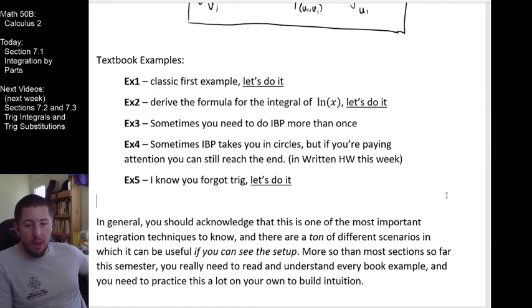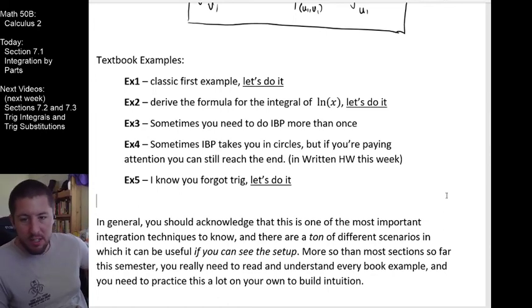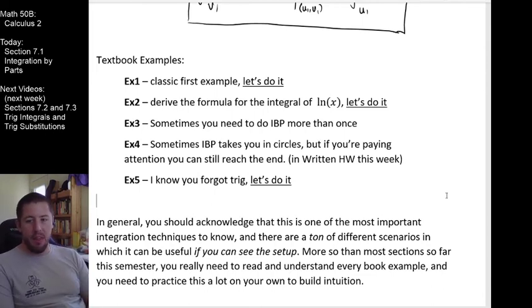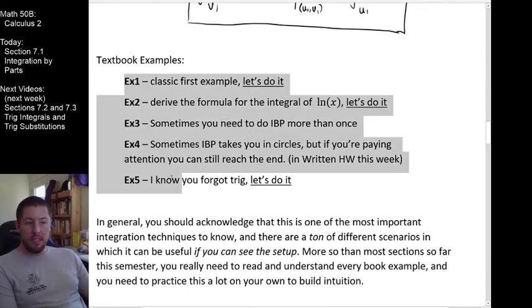So more so than for most sections so far this semester, you really need to for sure understand every single example that is in the book in this section, every single one of them without exception, right? And we need to practice this a lot. There's a bunch of homework problems here. So I'm just going to tell you what we see in the textbook right here.